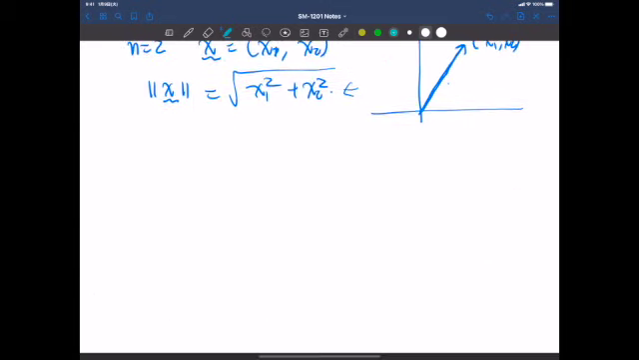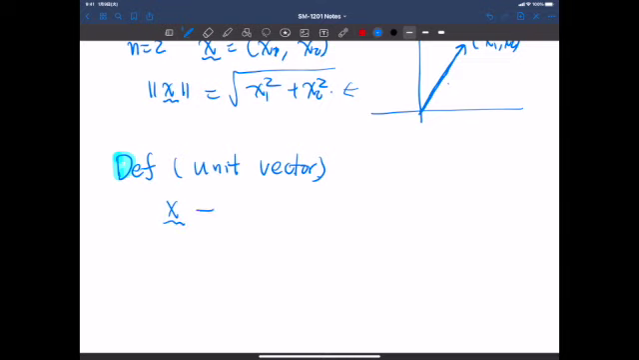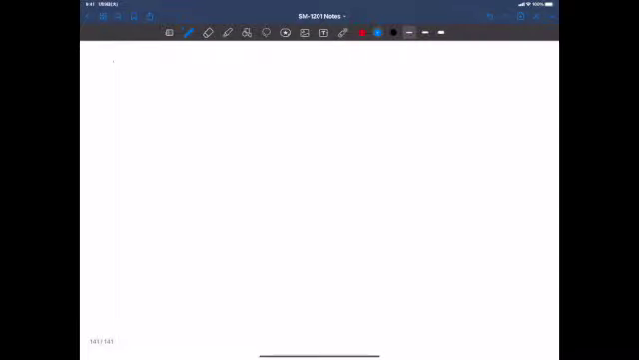Okay, next we define a unit vector. So if x is a vector with modulus 1, then x is said to be a unit vector. Okay, so any vector with length 1 is a unit vector. And another definition is called the scalar product.